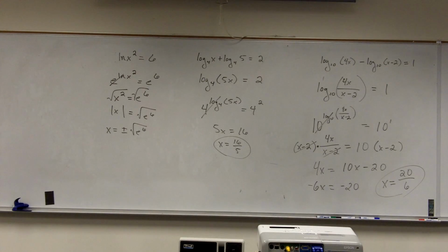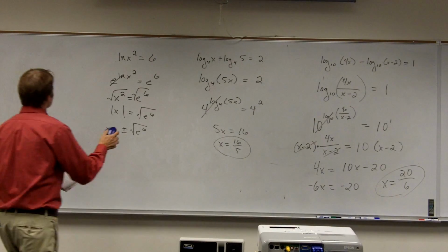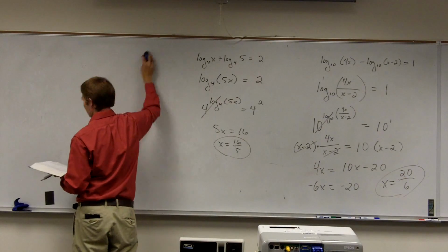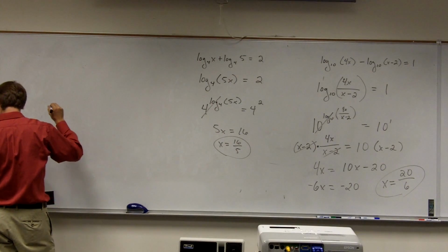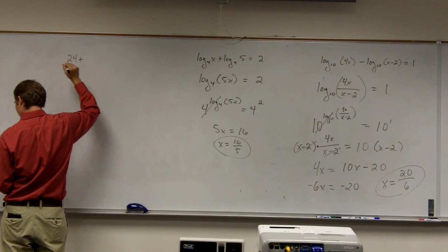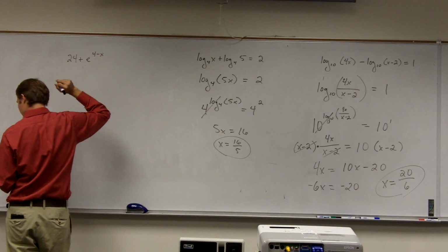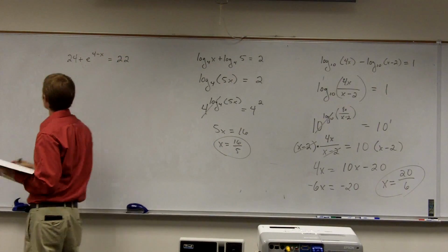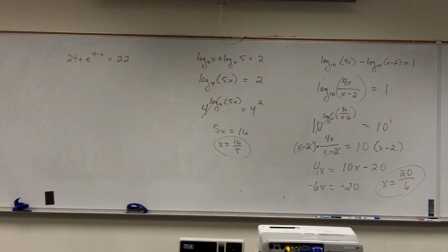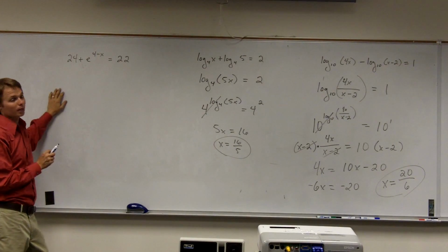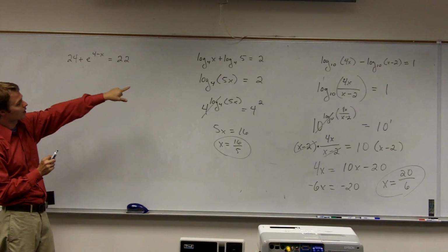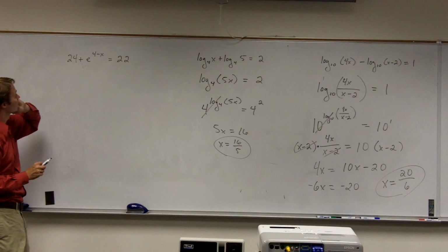I think I'm going to bump back to one more problem that's the opposite, using the logarithms just to make sure we're over here. So how about this one? 24 plus e to the 4 minus x is equal to 22. In this case, I'm trying to get the x out of the exponent. So this is the opposite problem here. Here I was trying to get the x out of the logarithm. So what are you going to try to do here?